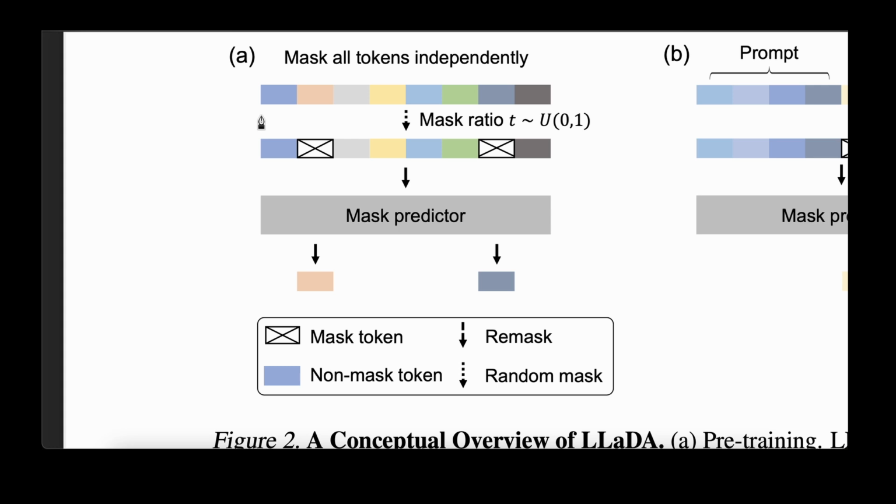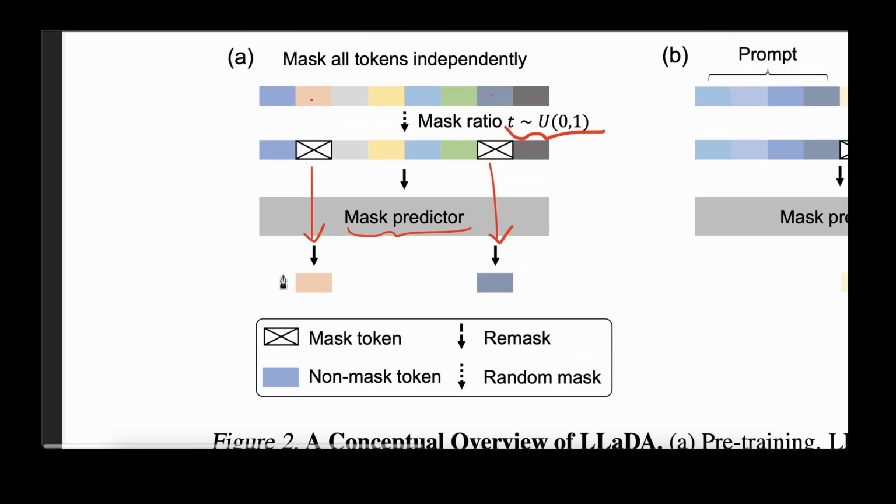So the pre-training step is quite simple. We have the input and we have t, which is sampled uniformly between 0 and 1. Let's say we're sampling this one and this one. Those two are masked with a mask ratio or mask distribution, which is a uniform distribution. And then we have a mask predictor, which is going to predict the value of the mask here and here. And we can see that the model is predicting that. And with this simple logic, we are pre-training it.